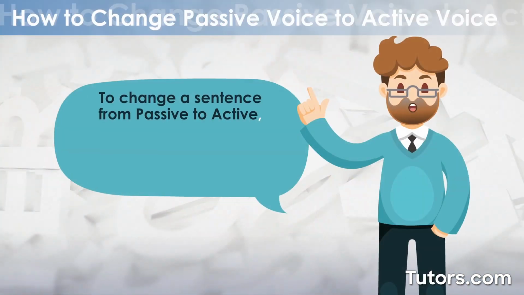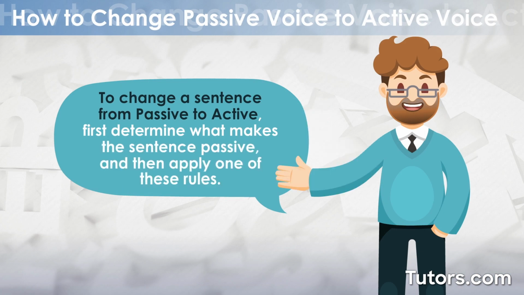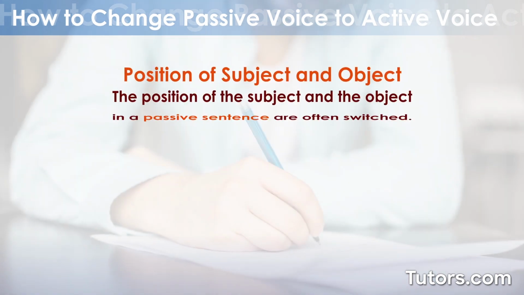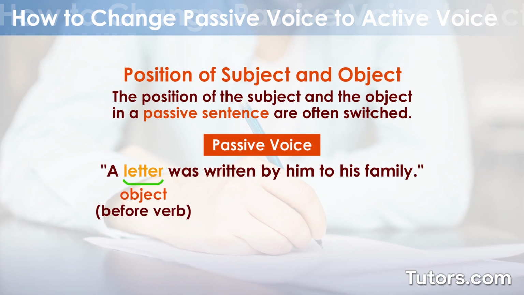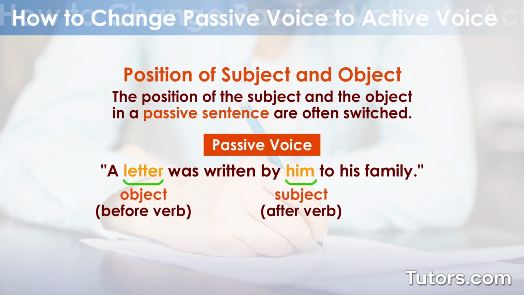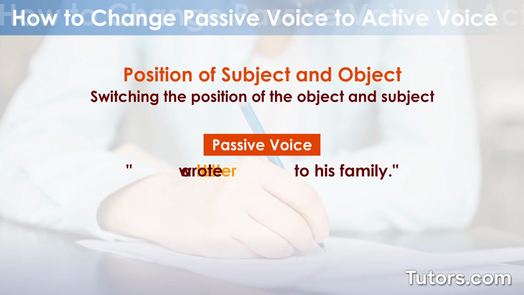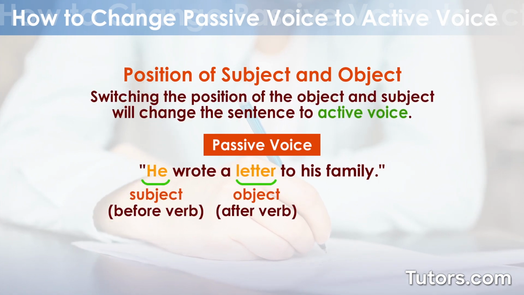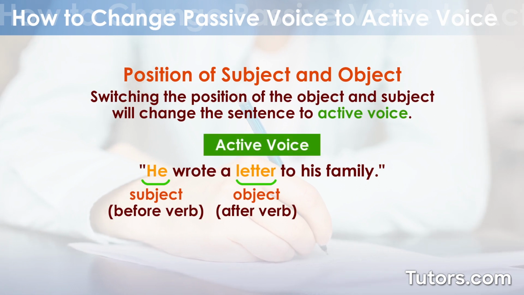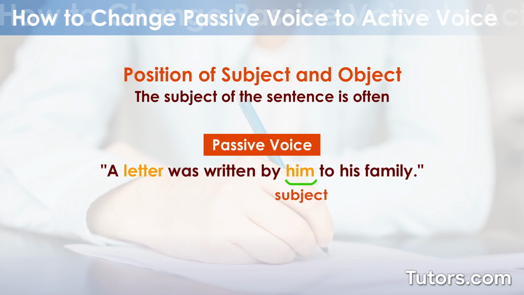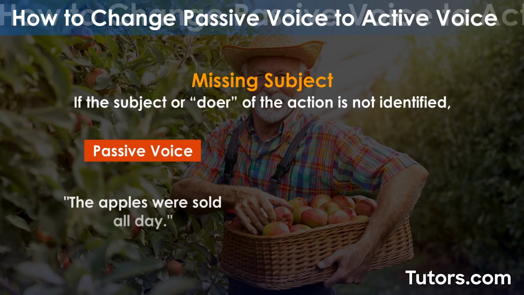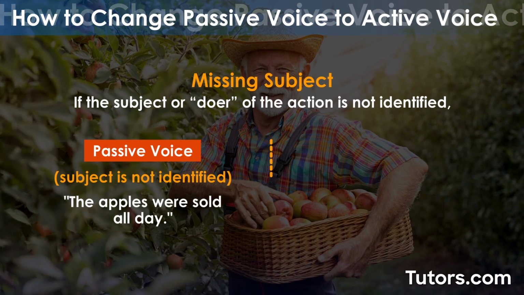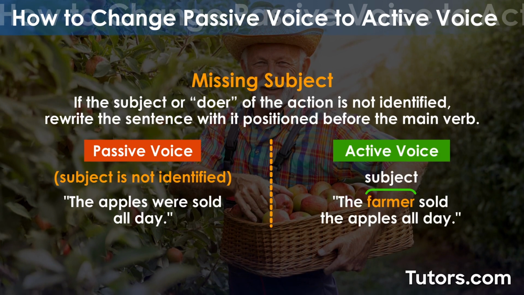To change a sentence from passive to active, first determine what makes the sentence passive, and then apply one of these rules. The position of the subject and the object in a passive sentence are often switched, with the object placed before the verb and the subject placed after. Switching the position of the object and subject will change the sentence to active voice. The subject of the sentence is often omitted in passive voice. If the subject or doer of the action is not identified, rewrite the sentence with it positioned before the main verb.